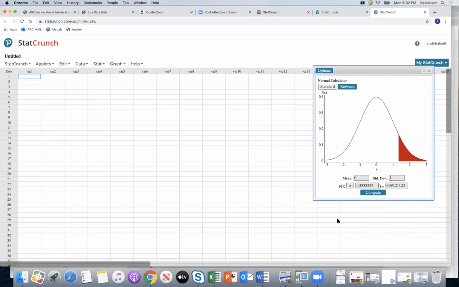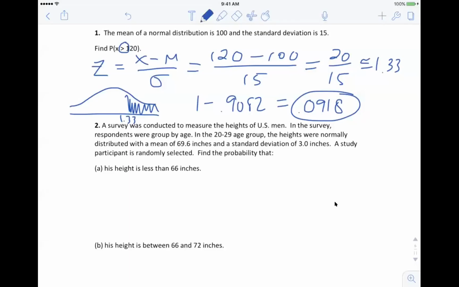In the next problem, we have a survey conducted to measure the heights of men in the US. And so what I'm searching here for is a mean. There's the mu, and a standard deviation. There's your sigma. And then my first question is less than 66. So key is getting the inequality right and using this as your x value.